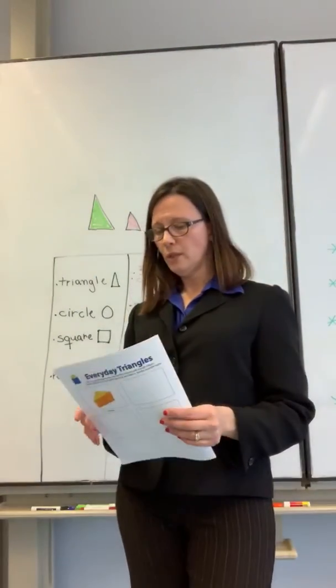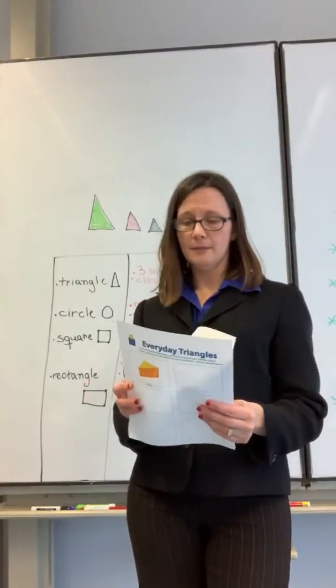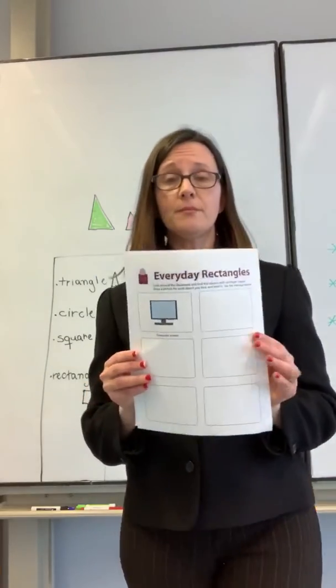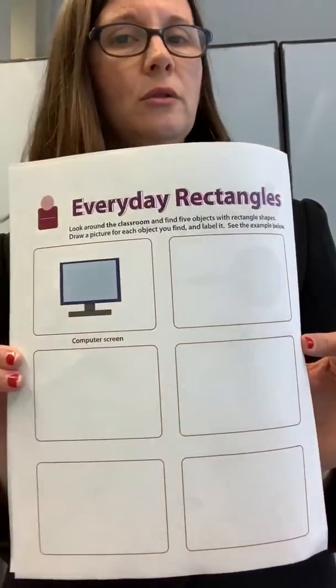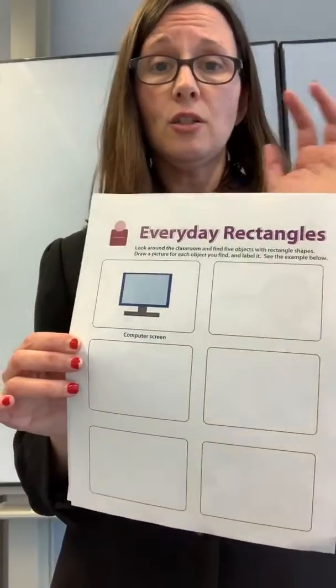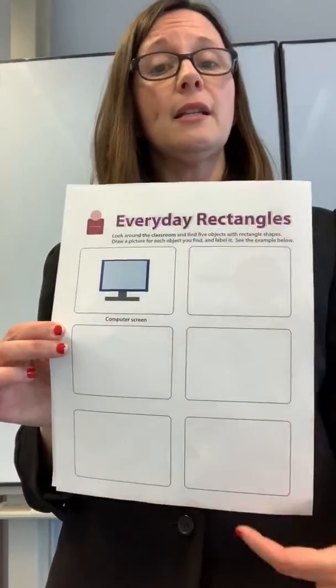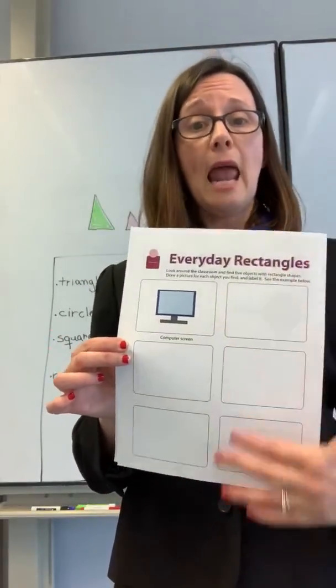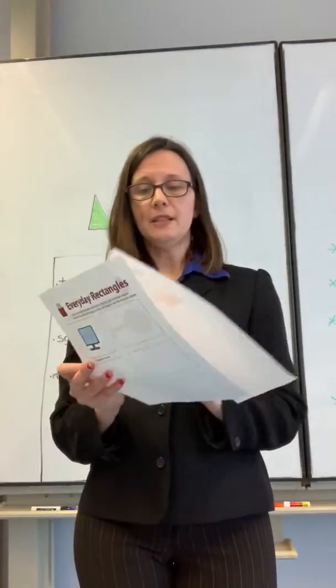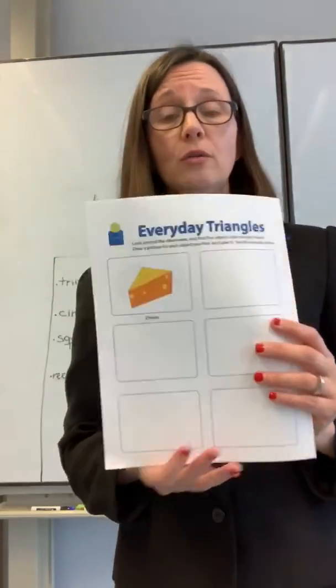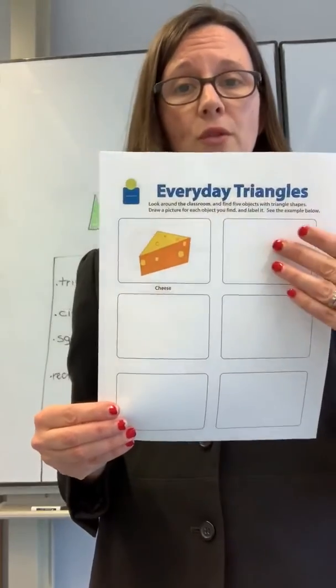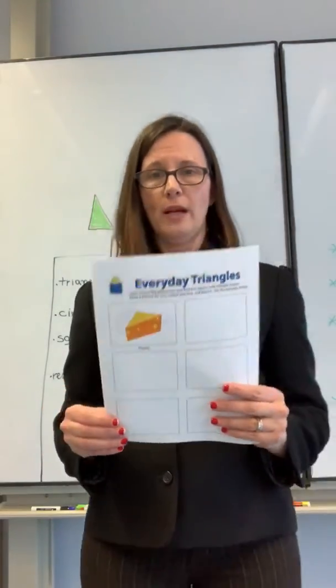in which students would then work on the everyday rectangles, where they would look around. They do not need to walk around. They can sit at the desk and just look around for 5 different rectangle shapes in class and label them. And after that, they would do the everyday triangle, where they will look for 5 shapes of triangles and label them as well.